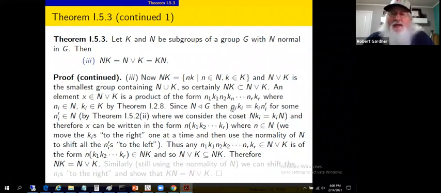First observation got us NK as a subset of the join. Down here, we've got the join as a subset of NK. So we get the equality, NK equals the join.